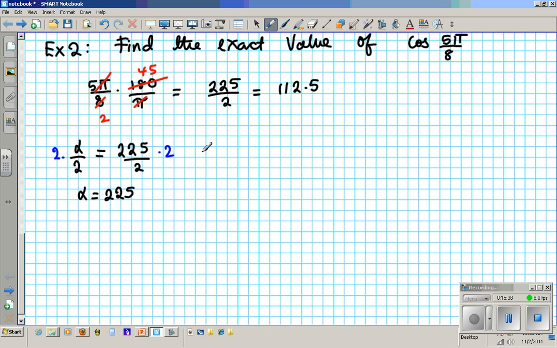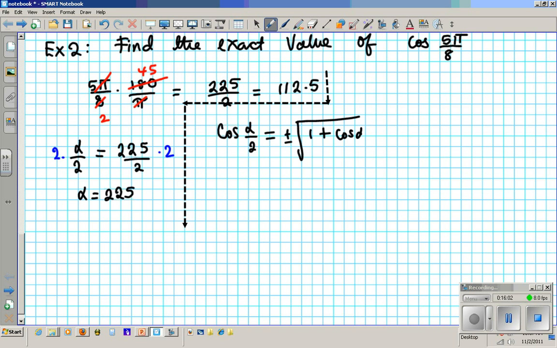So let's do the problem. The formula is as follows. Let me partition my workspace so you don't get confused. The formula is cosine alpha over 2 equals plus or minus the square root of 1 plus cosine alpha over 2. So let's see, is it plus or is it minus?